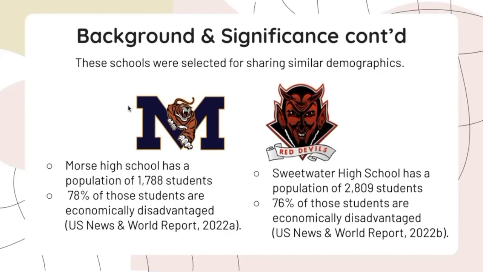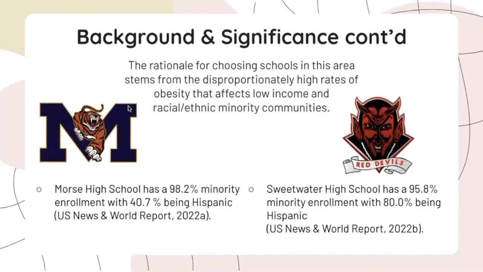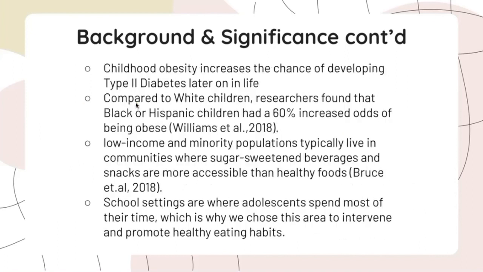The rationale for choosing schools in this area stems from the disproportionately high rates of obesity that affect low-income and minority communities. Morris High School has a 98.2% minority enrollment, and Sweetwater has 95.8%. Childhood obesity increases the chance of developing type 2 diabetes later on in life. Compared to white children, researchers found that Black or Hispanic children had a 60% increased odds of being obese. Low-income minority populations typically live in communities where sugar-sweetened beverages and snacks are more accessible.